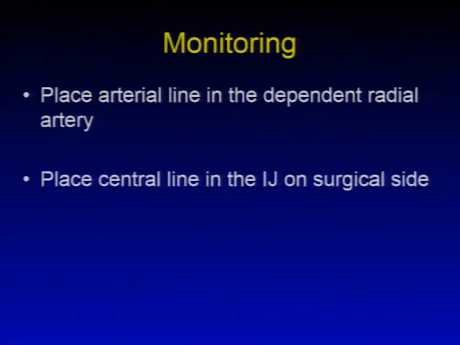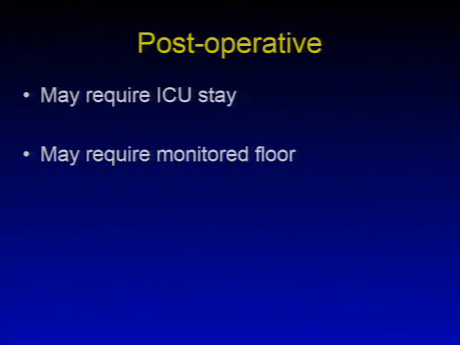Monitoring: place an arterial line in the dependent radial artery so that you can see if there's axillary artery compression, and place a central line in the internal jugular on the surgical side, so that in case there is an entry into the pleura and a pneumothorax is the result, then the case would not have to be especially canceled, because there will already be a chest tube going in on that side. Postoperative: generally require an intensive care unit stay for a pneumonectomy. A wedge and a lobectomy, maybe not, it depends on the patient. They should at least require a monitored floor.